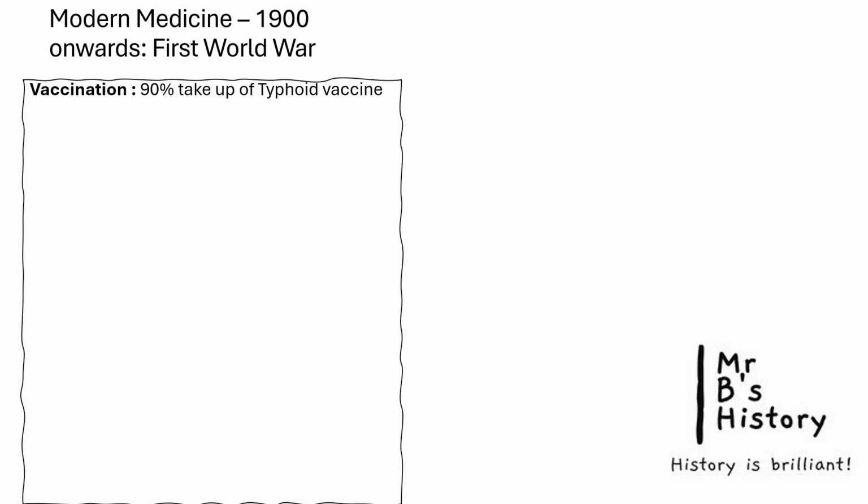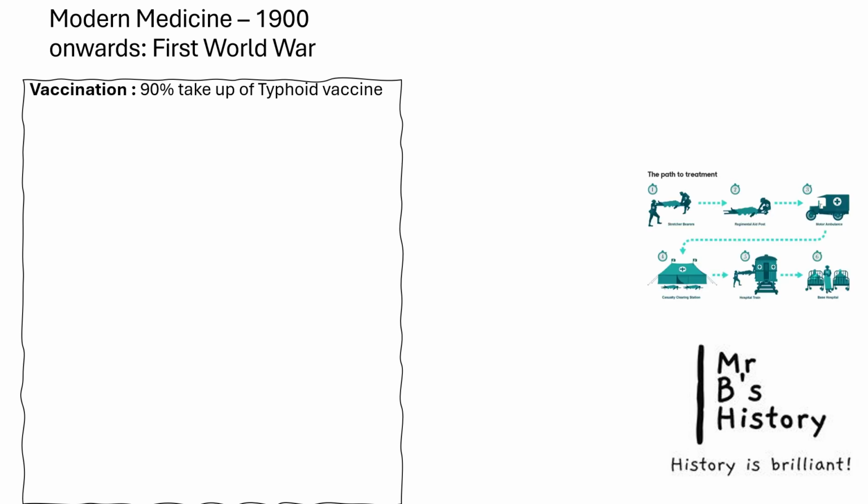Statistical studies suggest that up to 90% of British soldiers had been vaccinated against typhoid before the outbreak of the war or during the war. Made a big difference. But some of the things that changed and developed and improved, which people built on later, was this idea of getting people treated quickly and efficiently in the best place possible.